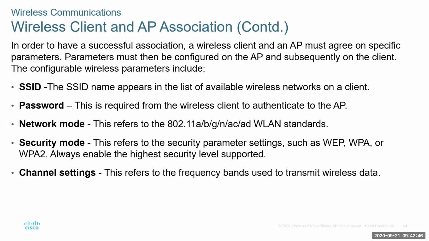Channel settings, this is often referring to frequency bands that are used to transmit the wireless data. So there's different channel sets for each one of these given standards that you see up here. So for example, on B and G, you're going to see things like channels 1 through 11. However, for A and N, you're going to see a whole lot more channels go in between there.